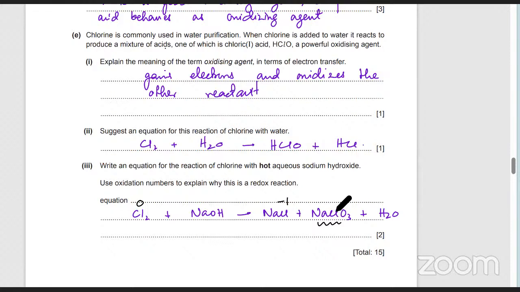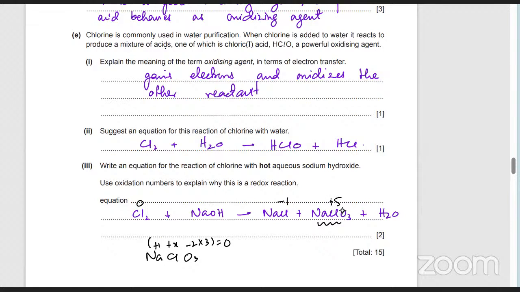+5, sir. Okay, so it is +5. But Na is +1. Cl is unknown, so that's x. And O is -2, so O3 is -2 times 3, and everything should add up to be equal to 0. So if you solve this, it's going to come out to be +5.